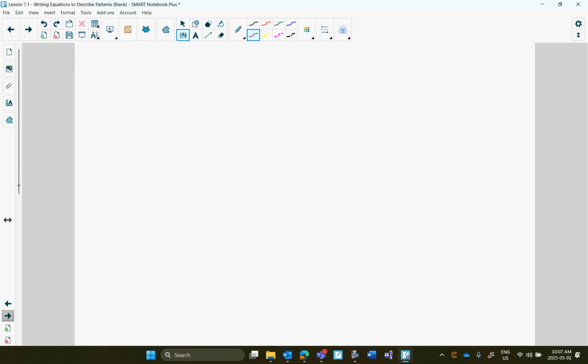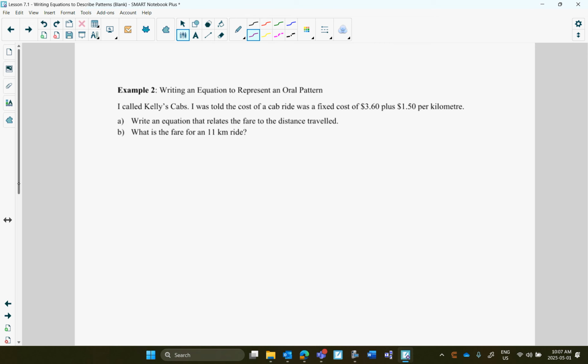Okay, the last example, we're not given a table, we're just given a sentence. Can we figure out the equation from the sentence? Which you should be able to, because this is kind of like what we did with the problem solving. I was told the cost of a cab ride: I have to pay a fixed cost of $3.60, so I have to pay that no matter how far I go. And I have to pay $1.50 for every kilometer I ride in the taxi. How can I convert that to an equation?